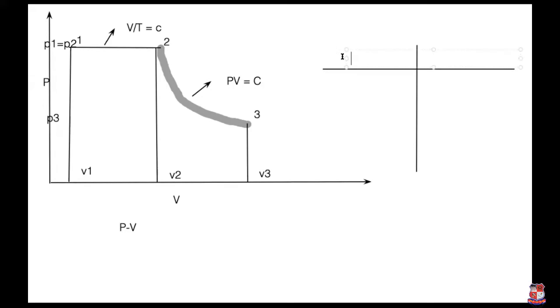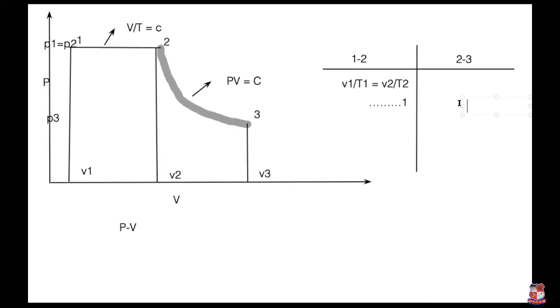First is for state 1 to 2, and here it is for 2 to 3. So for 1 to 2, which law is it? Charles law. If we apply Charles law, we know V by T is constant, so it is V1 by T1 equal to V2 by T2. So it is equation number 1.